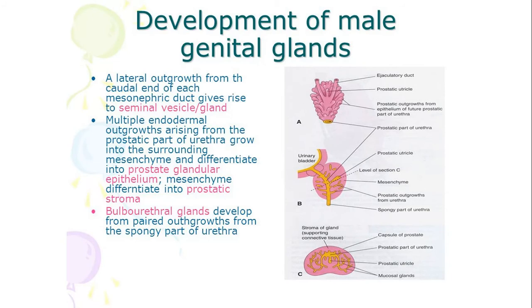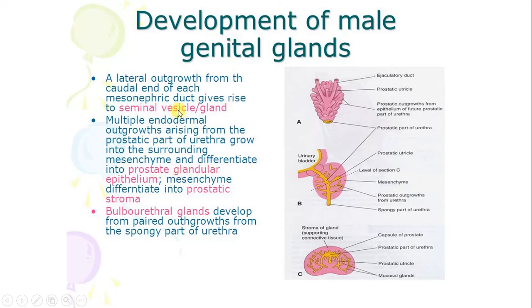Then there are the genital glands. We will further discuss them in another chapter on the development of the glands. But the glands are the seminal glands and the prostatic gland. They are the two glands present on the posterior side of the bladder. There is a lateral outgrowth from the caudal end of each mesonephric duct, and that is the seminal vesicle, and multiple endodermal outgrowths from the prostatic part of the urethra grow into the surrounding mesenchyme and differentiate into prostatic glands.